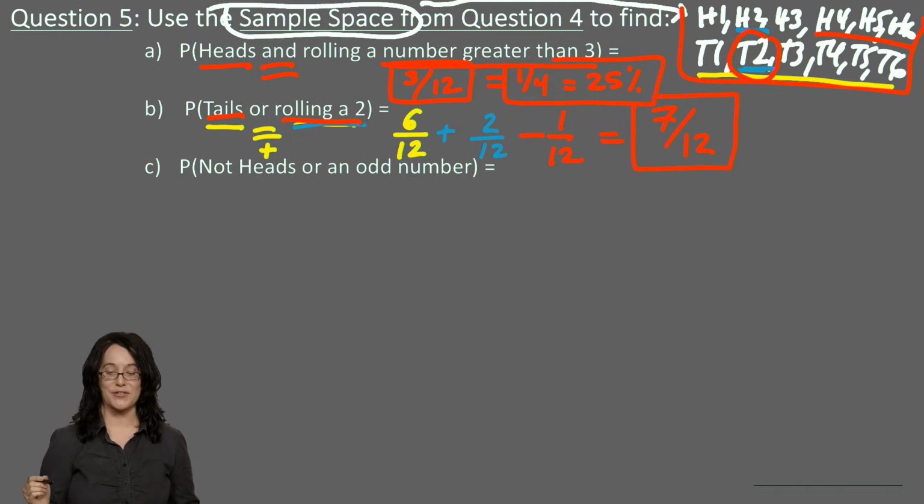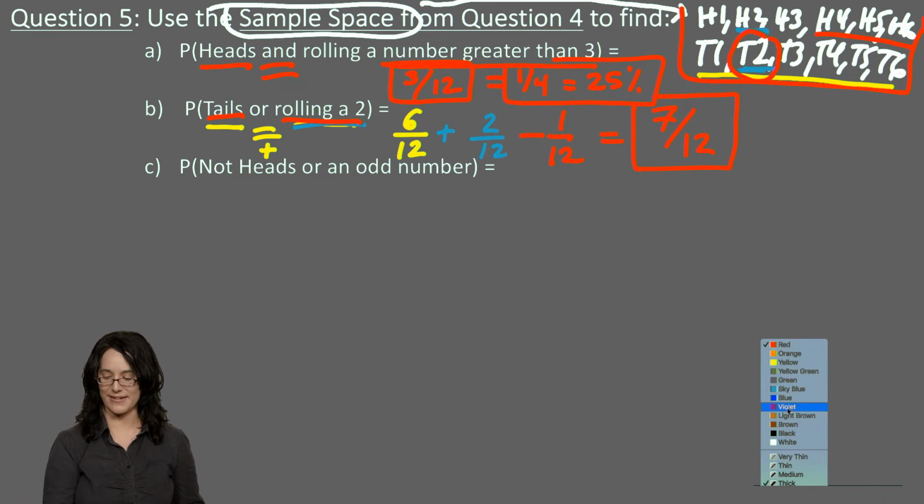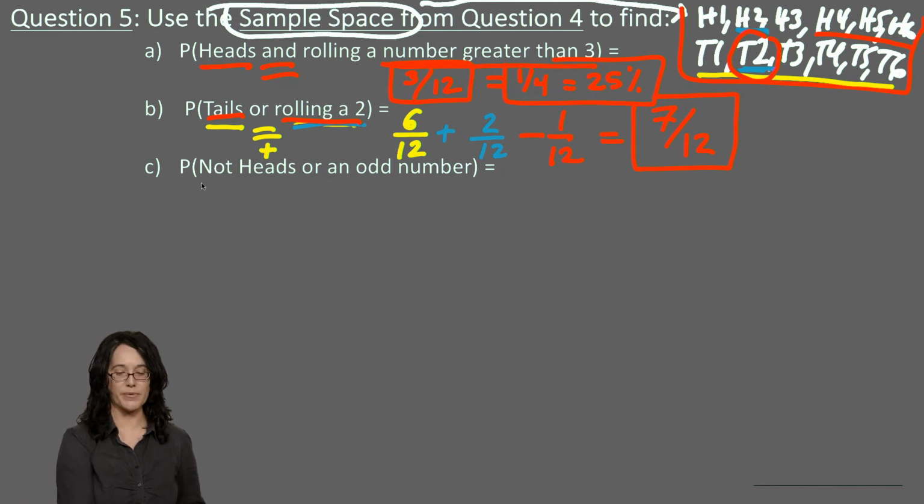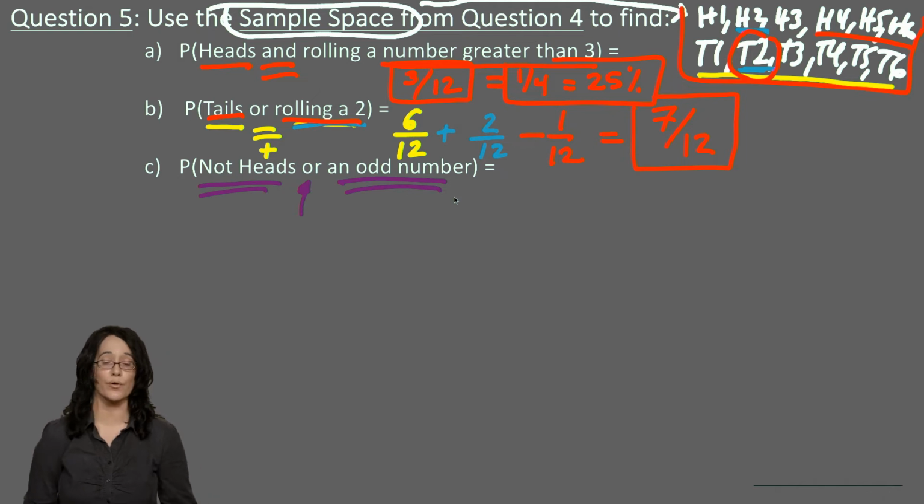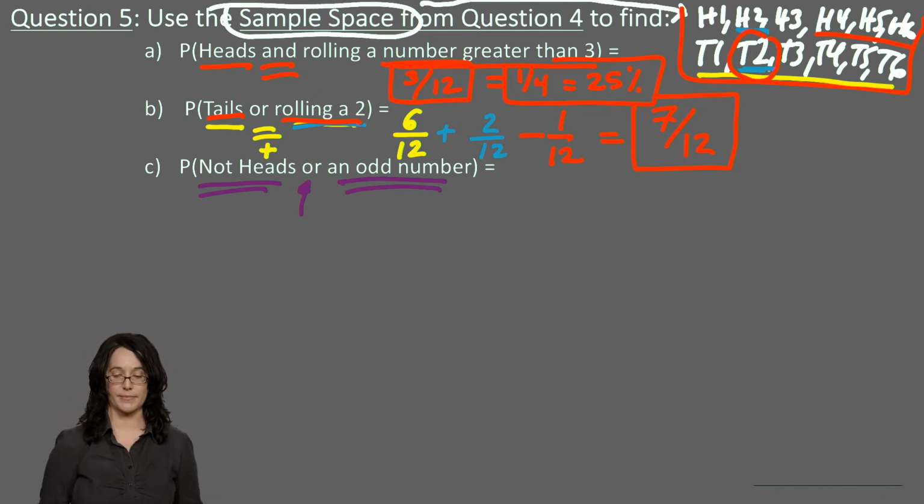All right. So finally, see if you can do this last one on your own. Put yourself to the test here. It says find the probability that you do not get a heads or that you do get an odd number. That you do not get a heads or that you do get an odd number. So if you do not get a heads, what would that mean? Well, if you do not get a heads, that means that you get a tails, right? So we think, okay, how many ways can I get a tails? There was those 6 possibilities, 6 out of 12.